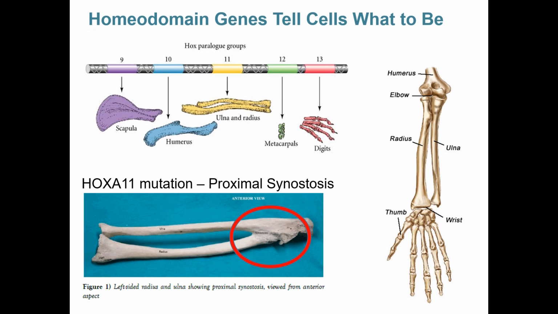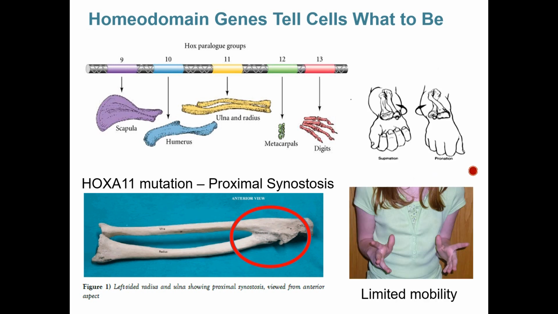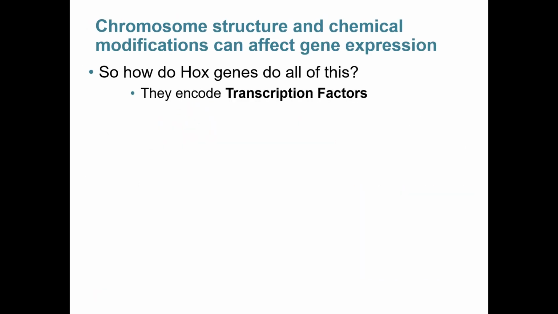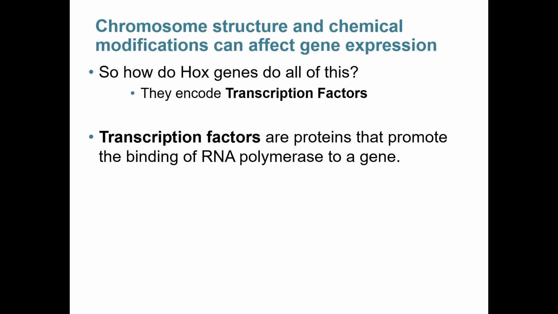Here, hold your hands in front of you and see how the ulna and radius have to pass around each other in order for you to turn your hands upward. Imagine what it would be like if the ulna and radius were fused and you couldn't do that. So how do Hox genes do all of this? Well, the answer is that they are genes that encode something called a transcription factor. Transcription factor is a protein that promotes the binding of RNA polymerase to a gene. They do this by binding near the promoter of target genes to help turn them on, and this is why they can control multiple genes at the same time.